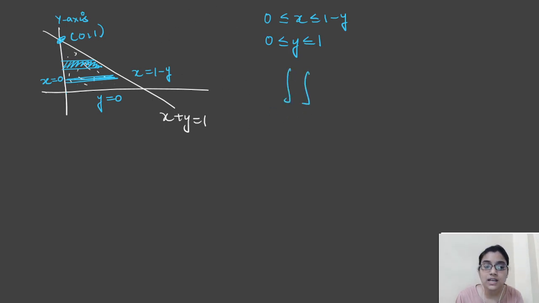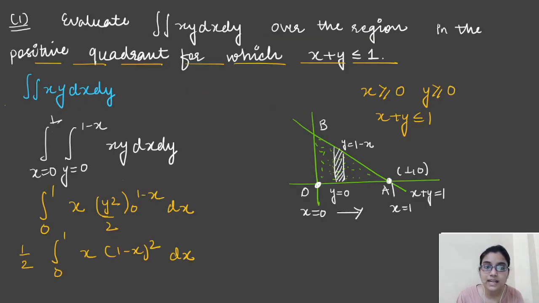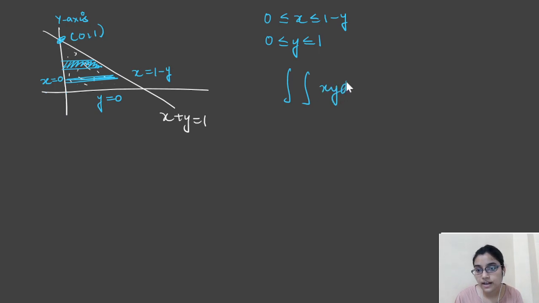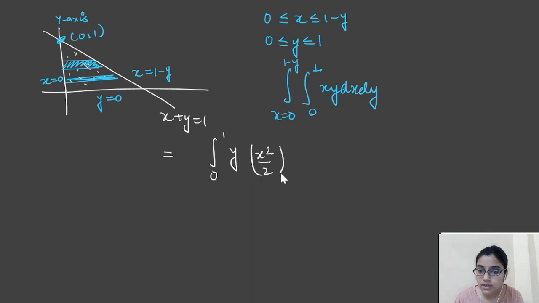Now you were integrating this integral xy dx dy. This will be x from 0 to 1 minus y, and y from 0 to 1. Now you solve it, you will get the same answer. How? In this case you have to integrate with respect to x first. Keep y here. This is x square by 2, from 0 to 1 minus y, then dy. Then this is 0 to 1 of y by 2 into 1 minus y whole square.